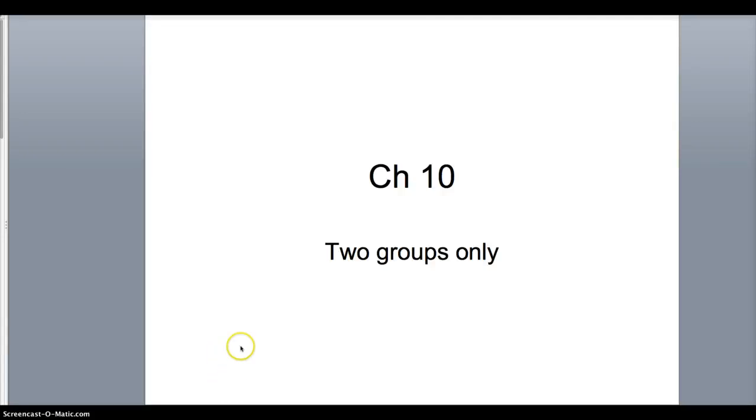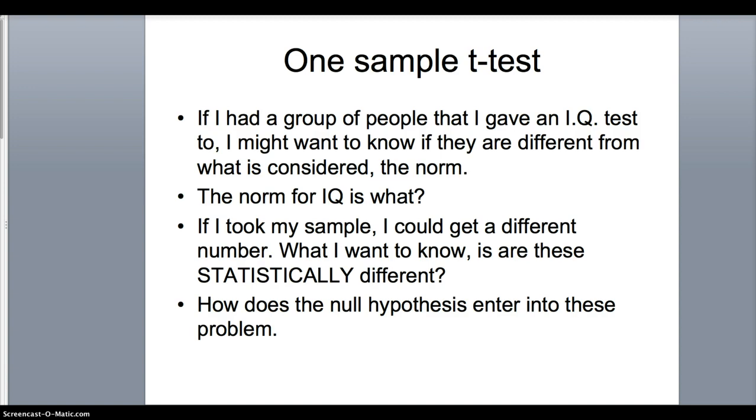Okay, in this chapter, chapter 10, we're going to talk about comparing either a single group to itself, or two groups. The first one that we're going to look at is called a one sample t-test. This is where you take a group, for example, like the class that you're in right now, and compare it to some kind of national norm.